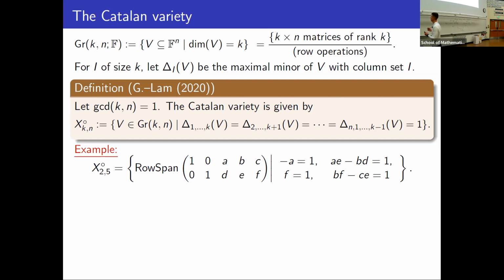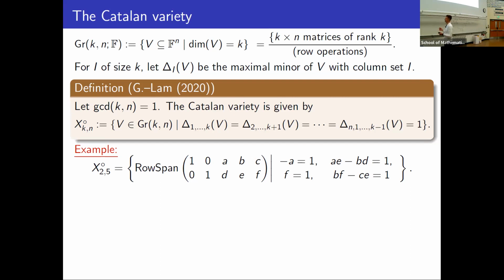For example, this determinant is negative a, so negative a has to be equal to 1, and then ae minus bd has to be equal to 1, bf minus ce has to be equal to 1, and finally it wraps around. There's one more minor on columns 1 and 5, which is equal to f. So f also has to be equal to 1. And so that's it. You get 6 variables, 4 equations. That's your Catalan variety. It's a nice exercise to compute the point count, and if you're brave, the Poincare polynomial of this thing over C.